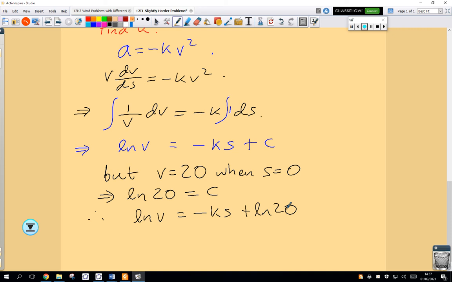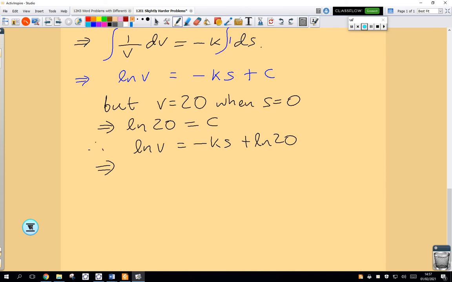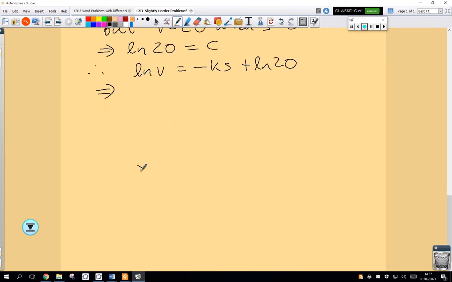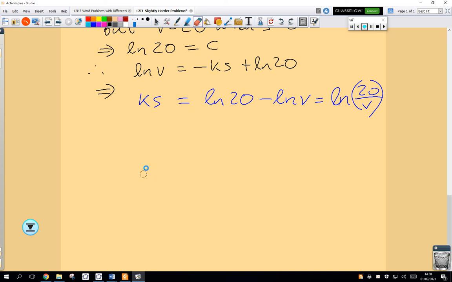Okay. Remember, I'm looking for k, so I'm going to make ks the subject of this equation at this point. Adding ks to both sides will give me ks on the left. And subtracting the natural log of v from both sides, that's going to be the natural log of 20 minus the natural log of v, which, if you know your rules of logarithms, is the natural log of 20 over v. So we have an expression for ks in terms of v.